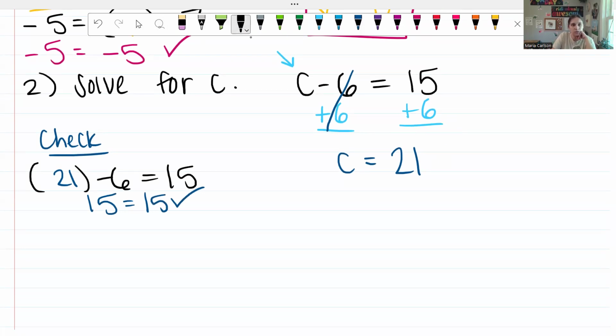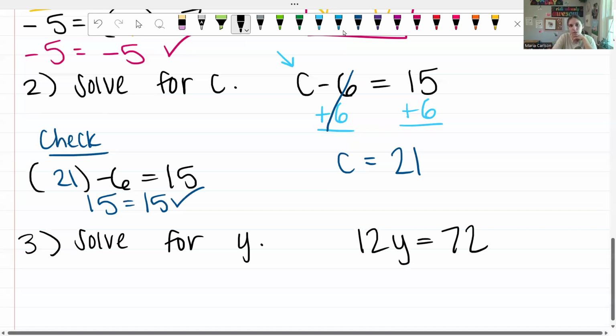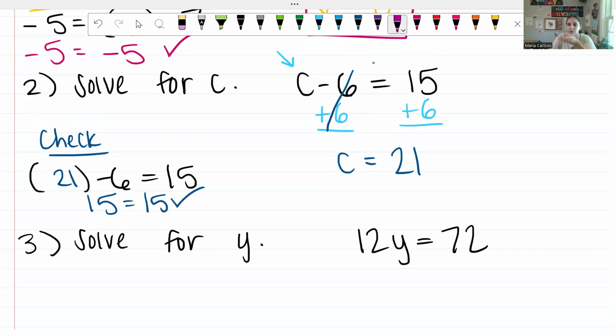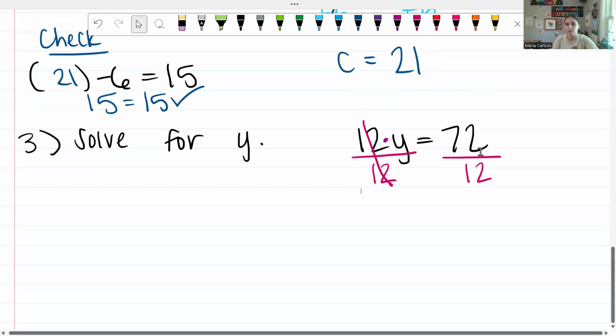All right, number 3. Let's solve for y. 12y equals 72. So I want to get y all by itself, and I notice that I have this 12 just right in front of it, and I don't see a plus sign, I don't see a minus, it's not a fraction. This is 12 times y. So to get rid of this multiplication, I'm going to divide both sides by 12. And remember, when I have the same number in the numerator and the denominator, those cancel. 12 over 12 is just 1. So I am left with y is equal to 72 divided by 12, which is 6.